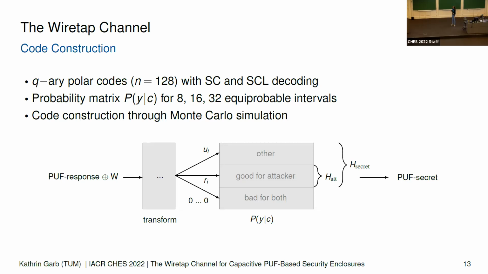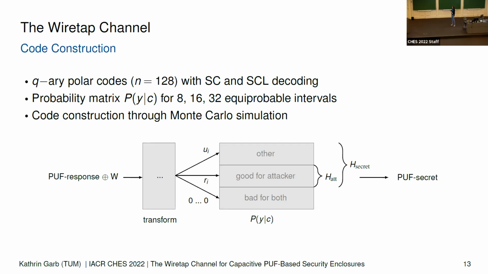And over these, you transmit known values, so in our case, zeros. And from the remaining channels, you check which ones are good for the attacker, and over those, you transmit random symbols. And over the remaining virtual channels, you transmit information symbols.